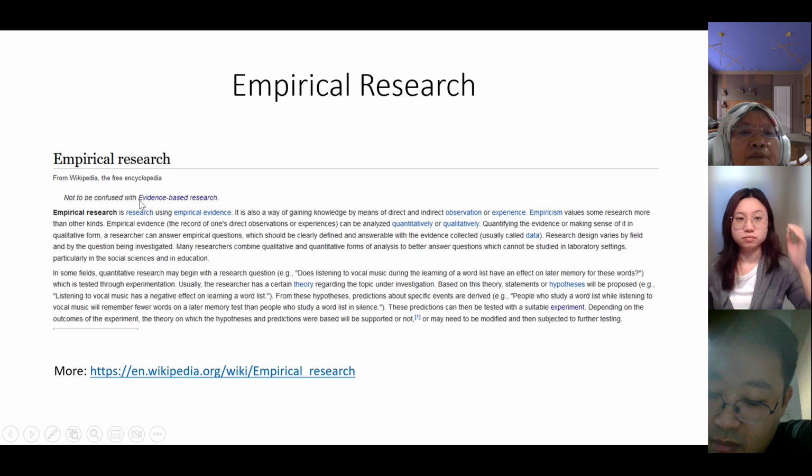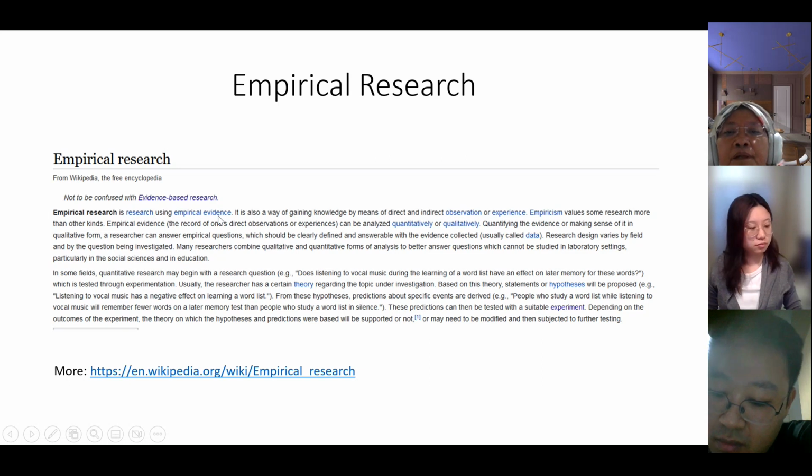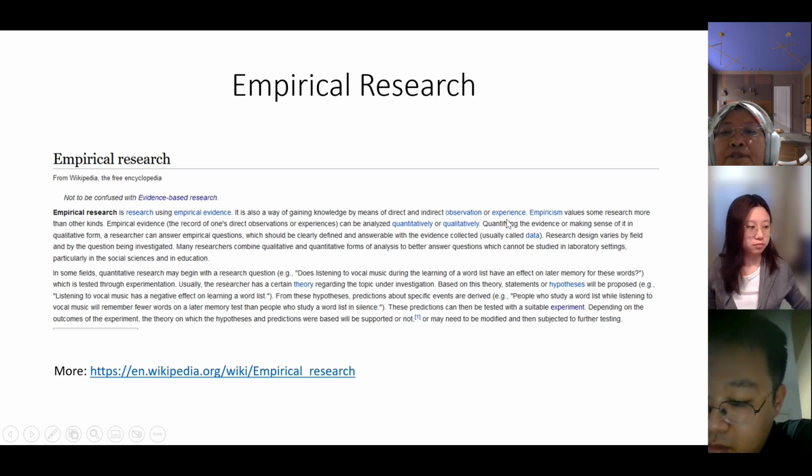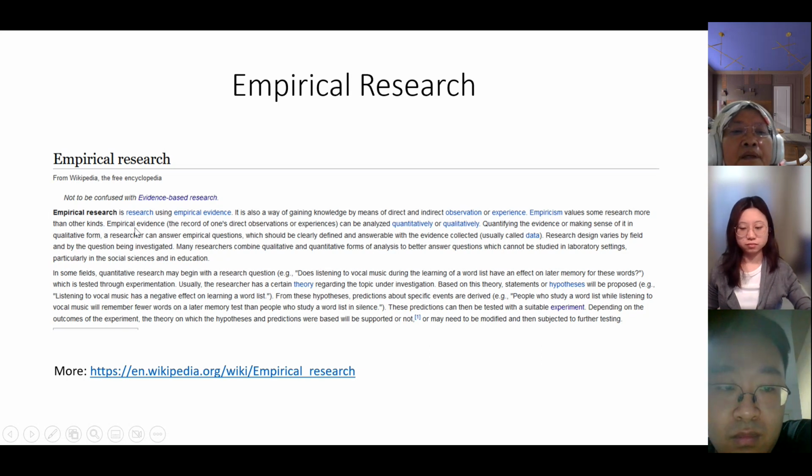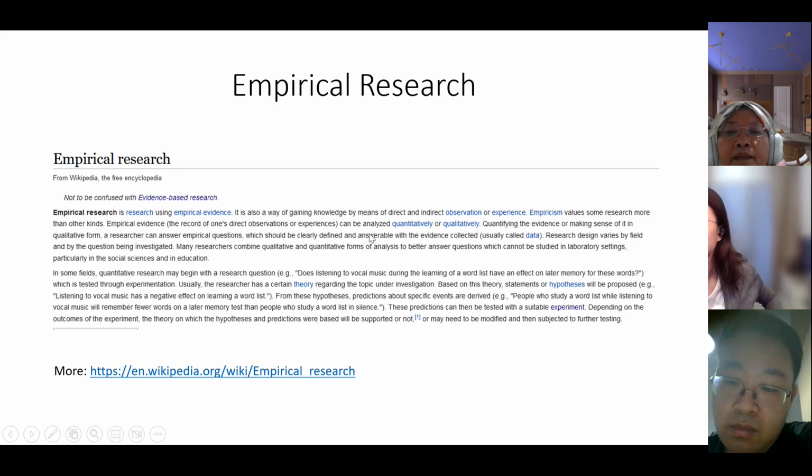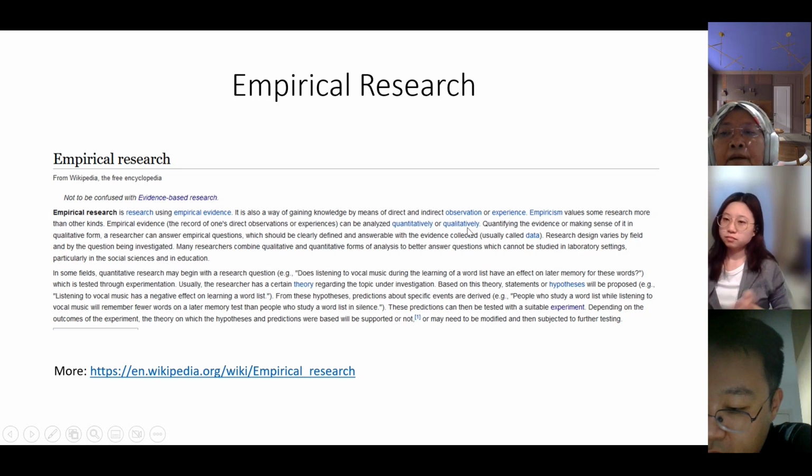Not to be confused with evidence-based research. So empirical research is research using empirical evidence, yeah, obtained through direct and indirect observation or experience. It values some research more than other kinds. It can be analyzed quantitatively or qualitatively.